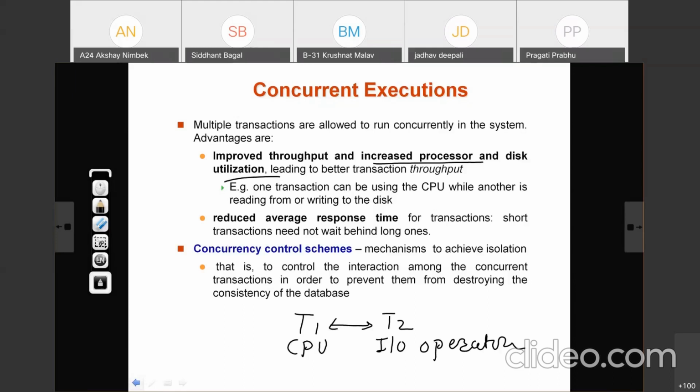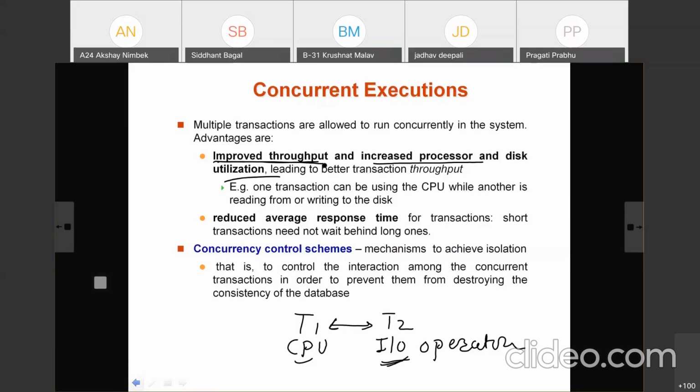One is using the CPU while the other is using the IO operation, meaning performing the disk operation, transferring the block from disk to main memory to disk. Such IO operations another transaction can perform simultaneously. So it improves the throughput. Throughput means the number of transactions completed in limited time, and that increases. If we execute one after another, that is not possible. But when we execute both transactions simultaneously, it improves the throughput.